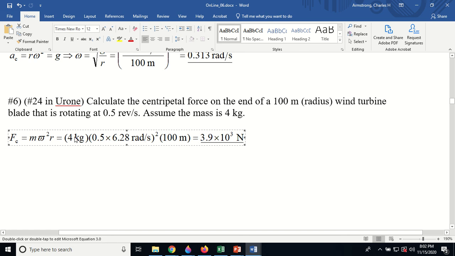multiply by 100. 4 times this squared times this. And you get 3.9 times 10 to the third newtons. So that would be the centripetal force acting on that wind turbine blade. Remember, that's the force in towards the center of rotation.